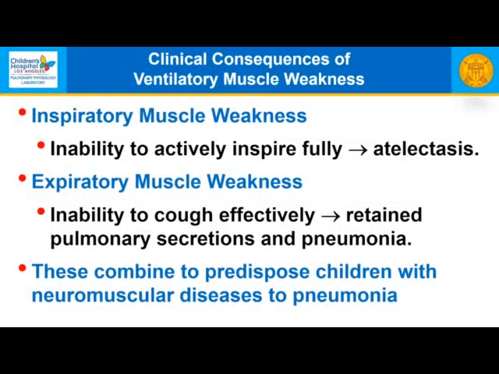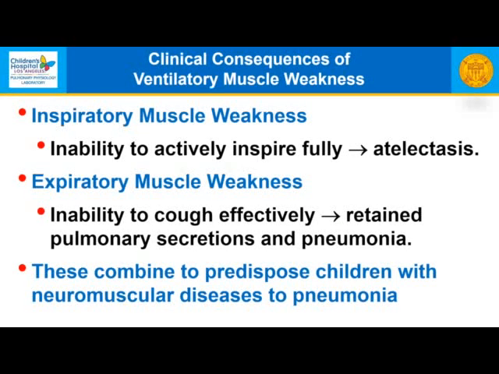So the clinical consequences of ventilatory muscle weakness. Inspiratory muscle weakness means there's an inability to actively inspire fully and a potential for atelectasis. We go around breathing not just a half-liter tidal volume all the time, but we take sighs periodically to expand areas of lung that might otherwise collapse. So this fights atelectasis. Expiratory muscle weakness means that you have an inability to cough effectively, and therefore there are retained pulmonary secretions, which predisposes to pneumonia. So these combine to predispose children with neuromuscular disease to pneumonia.